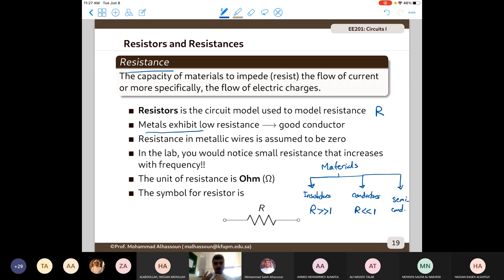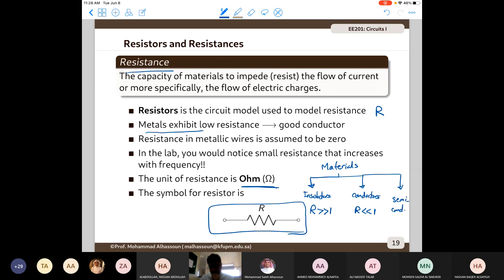This is actually a function of frequency. If you go up in frequency, some materials are conductors at very low frequencies and insulators at very high frequencies, and vice versa. The unit for resistance is ohms. And the circuit diagram symbol for resistance is this one, a wiggle line with two terminals.